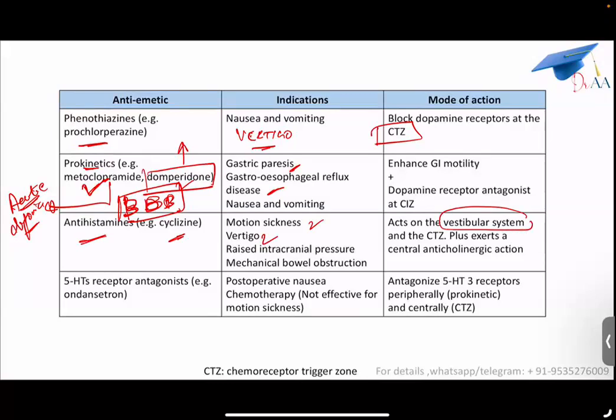The last one, the most important one, is ondansetron, which is most commonly used worldwide and has the least side effects compared to all other antiemetics. It acts on 5-HT3 receptors centrally, along with the chemoreceptor trigger zone. The main thing you need to remember here is where it acts. It is the drug of choice for chemotherapy. Whenever patients on chemotherapy have nausea and vomiting, ondansetron is always preferred. Ondansetron acts on 5-HT3 receptors as an antagonist. You need to remember this.